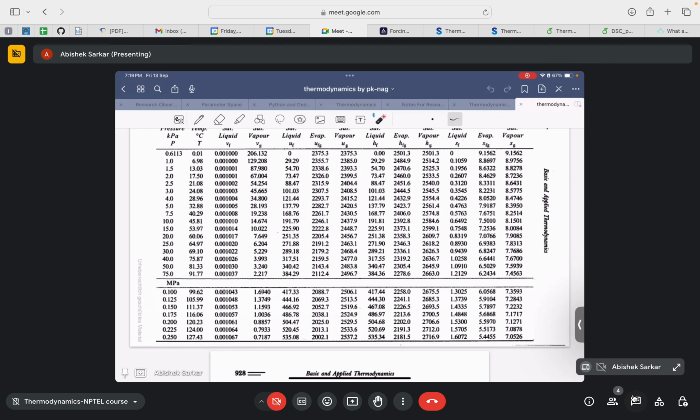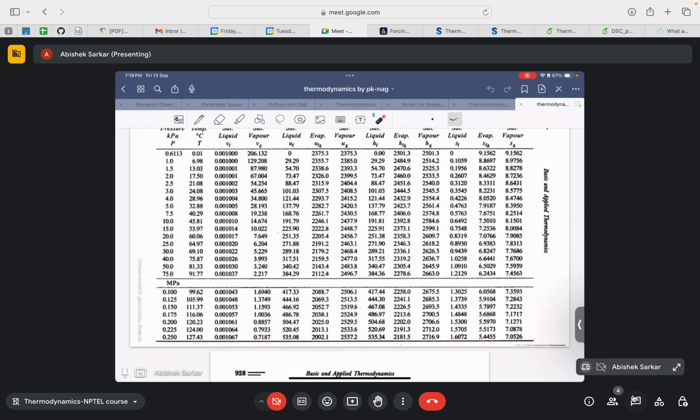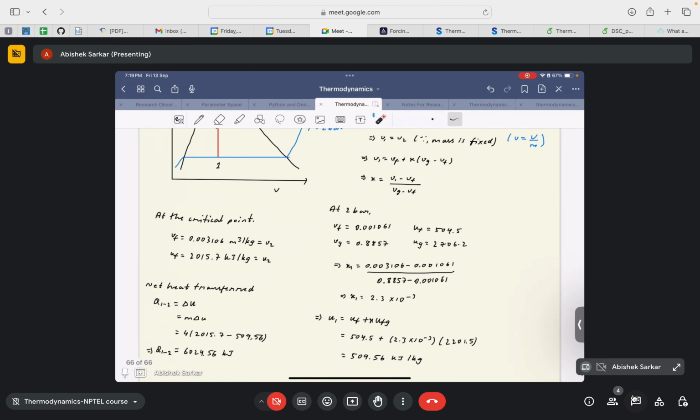Specific enthalpy and specific internal energy. So if you take those values, then just substitute them in this expression.